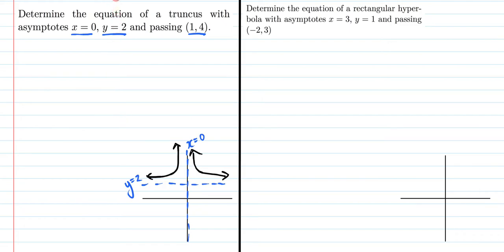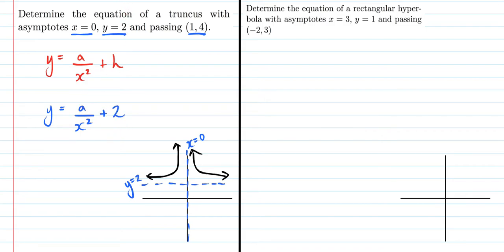I could then think about what a general truncus looks like. I know it's going to be dilated or constricted by something. It's going to have x squared on the bottom, and then it's going to be plus some number, which is going to correspond to my translation. If my x asymptote is located at 0, I know that it's not moving horizontally in any direction. And if my y asymptote is at 2, I know it's actually shifted 2 up. So my answer would be y equals a over x squared, it's not translated horizontally, it is moving up 2 vertically.